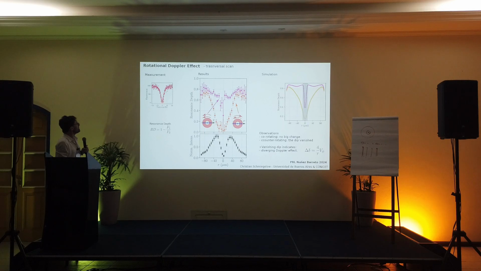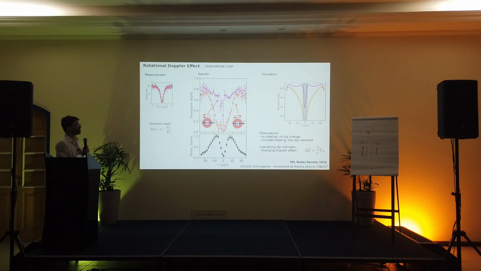And what we measure is the depth of this curve. So we measure the resonance depth as 1 minus this value divided by this value here. And that's what we plot here. And what you see is that when they are co-rotating, so when you're insensitive to motion, you move your ion across the beam and you barely see any change.